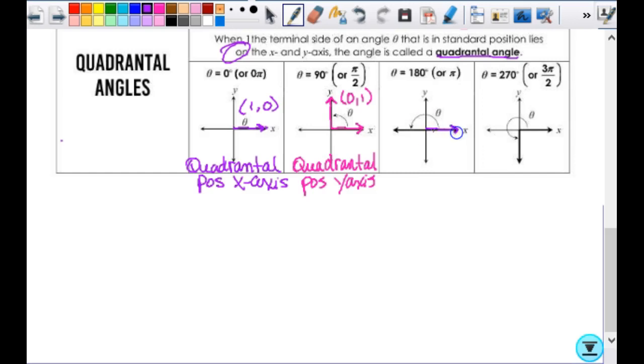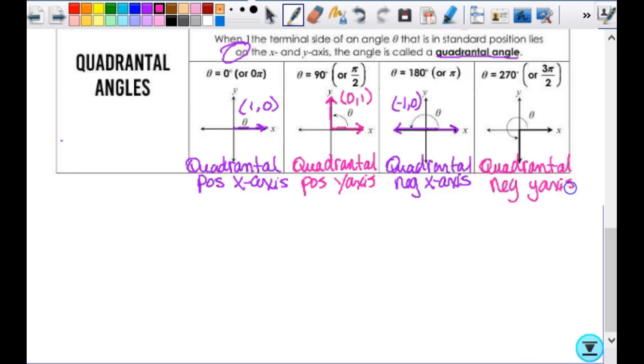So then when I'm at 180 or at pi, again, it is quadrantal. And this is on the negative x-axis. What would that ordered pair be? Good, negative 1, 0. And then quadrantal. This is the negative y-axis. And this ordered pair would be 0, negative 1. Okay. Everybody okay with all that?